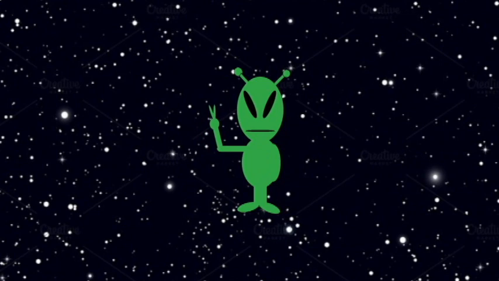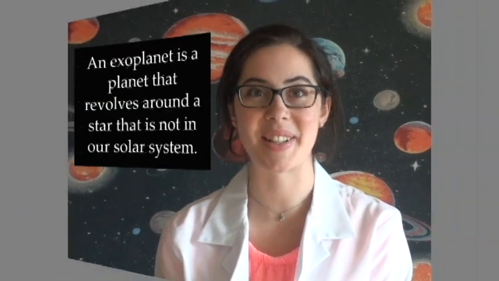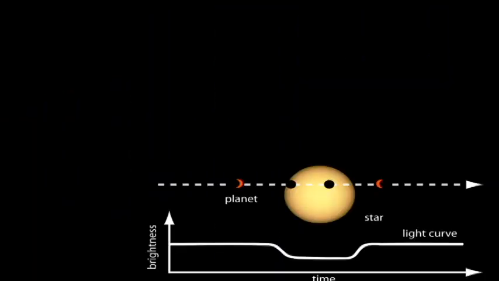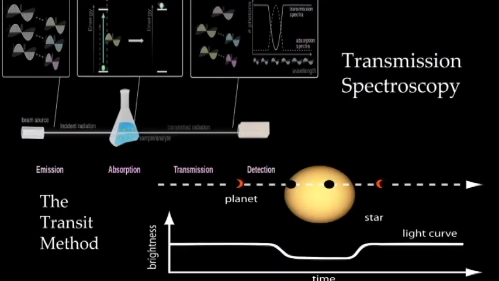Is there life on other planets? Exoplanets might give us the answer. Scientists are trying to figure out if any exoplanets hold life by comparing their atmospheres to Earth's atmosphere, which contains molecules like water, methane, and carbon dioxide. How? Scientists use the transit method with transmission spectroscopy.